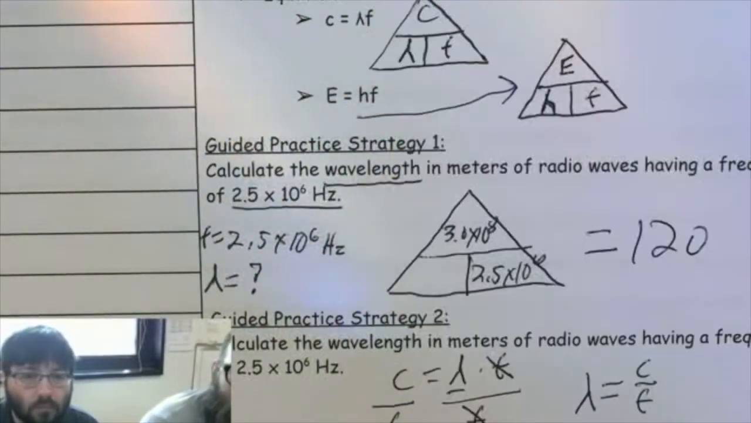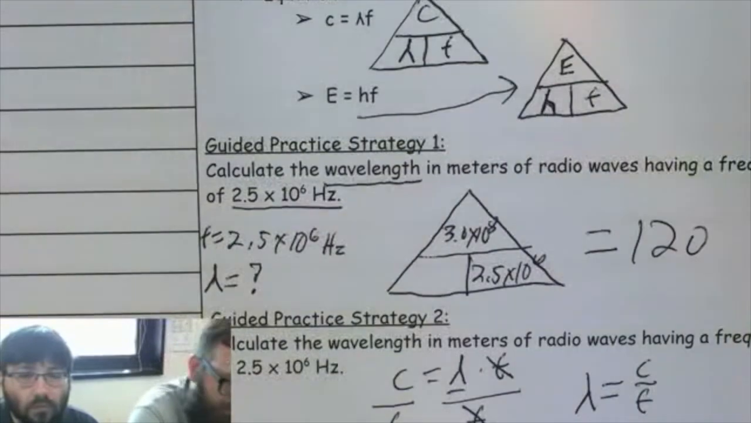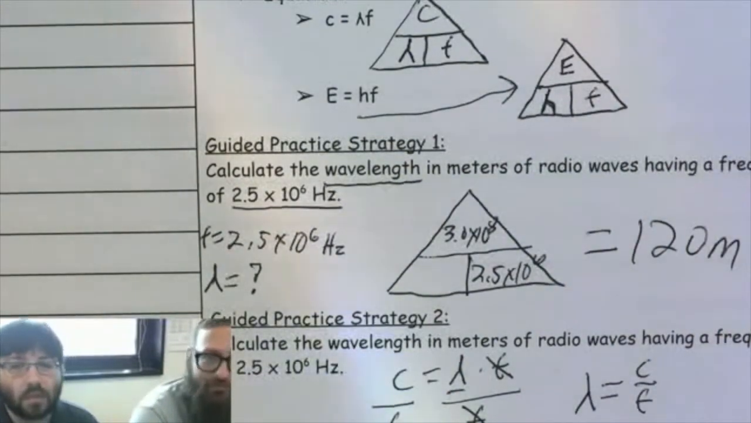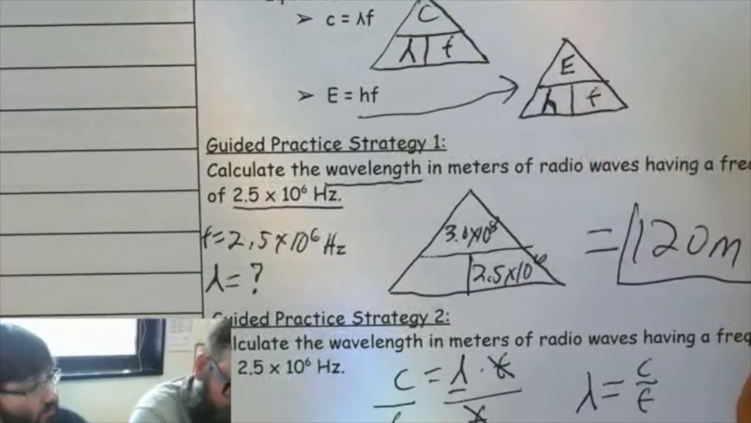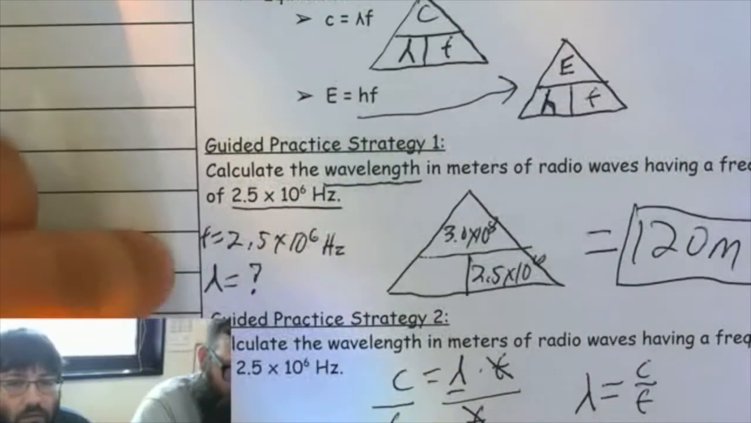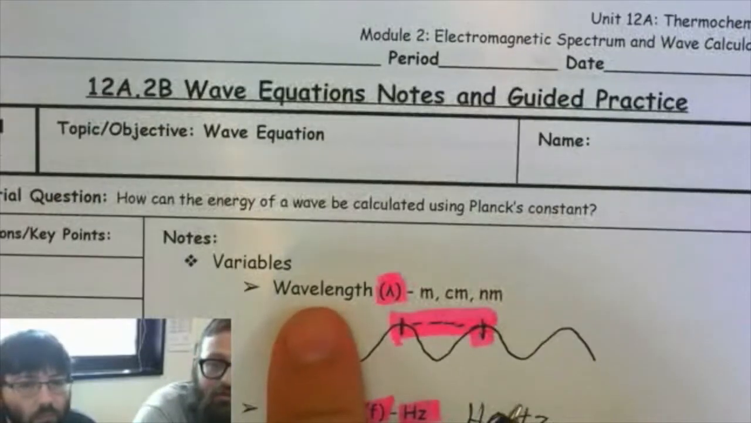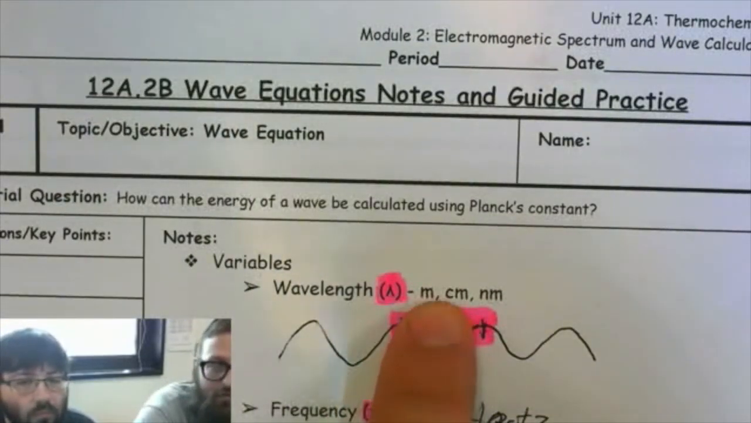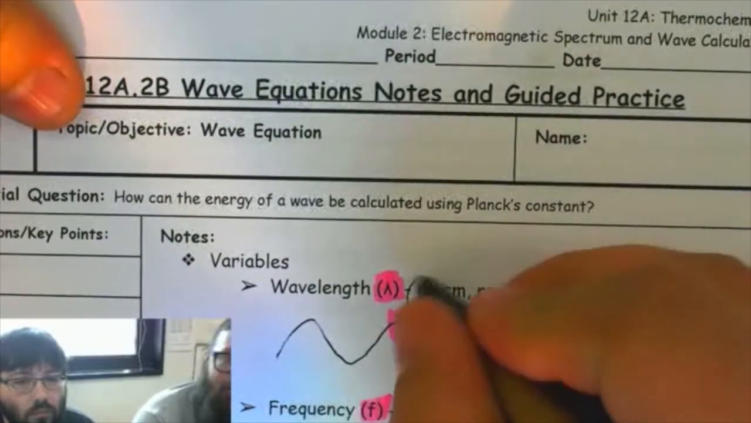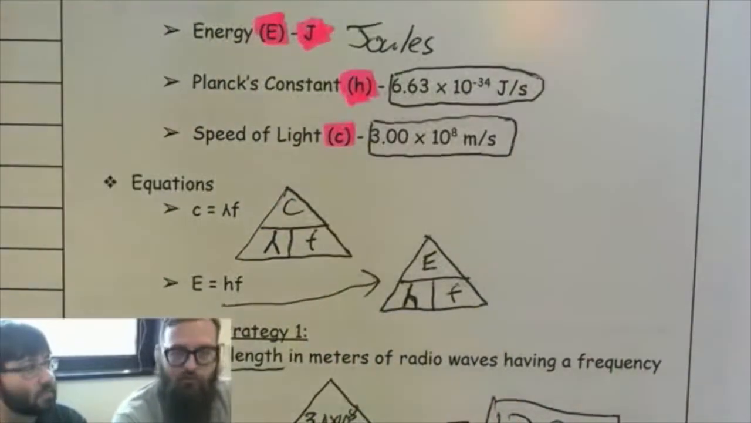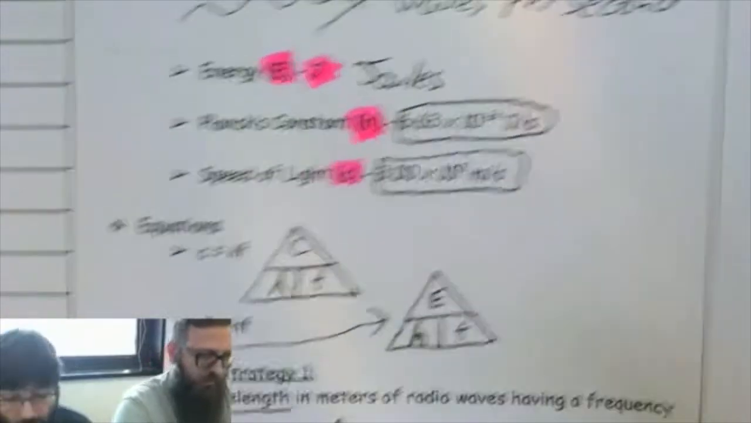So we know our wavelength will be in meters. How did we know it was in meters? Because we knew we were solving for lambda, wavelength, and we knew wavelength is measured in meters, and that meters is the one that's in our formula. Okay, so we'll always find it in meters.